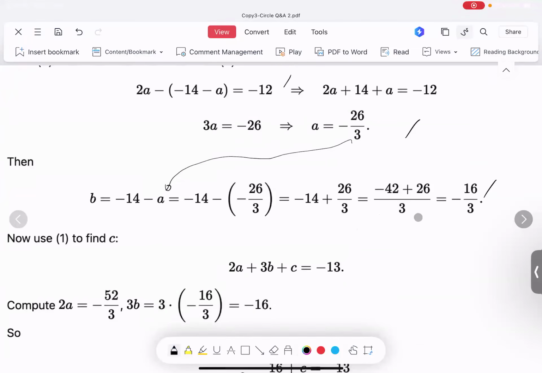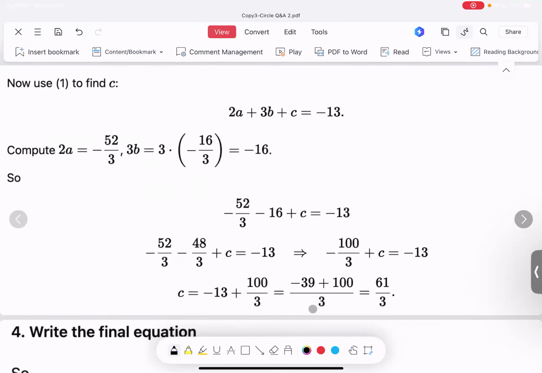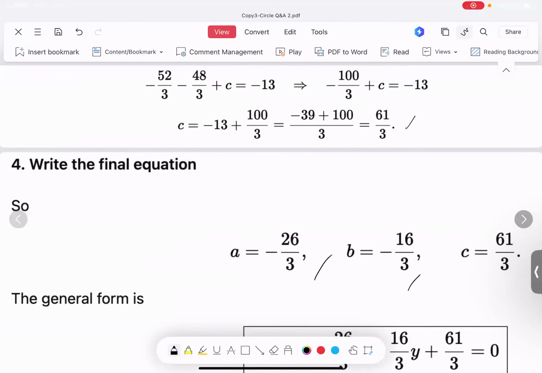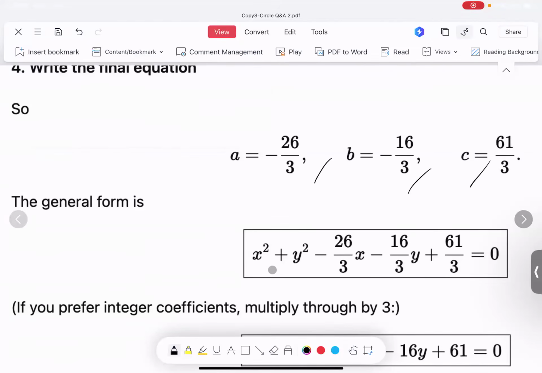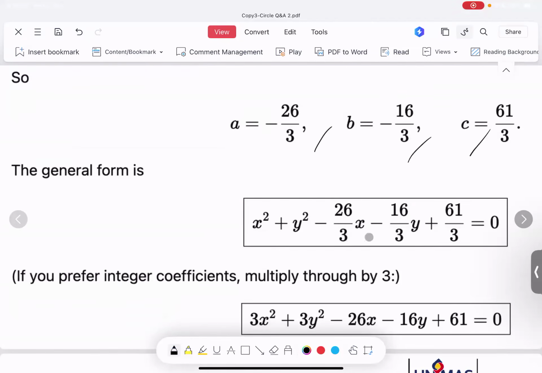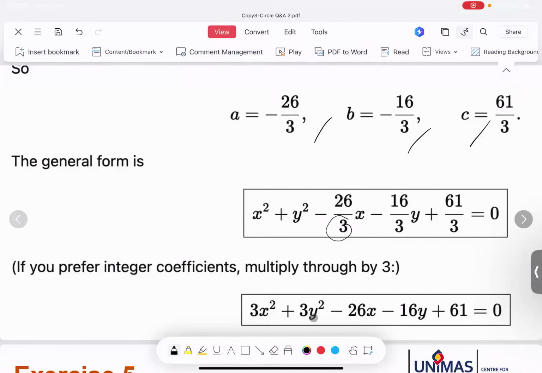And then after I have this answer, I can proceed to find my C also, okay? Finally, I found C, okay? So I can get this answer. C is equal to 61 over 3. So my final equation, after I get A, B, and C, will be x squared plus y squared minus 26 over 3x minus 16 over 3y plus 61 over 3 equal to 0. Okay, but if you do not like this format with fraction, you can always multiply all this with the denominator, 3, and so on like this in this format. Okay, so this will be the answer for exercise number 5.